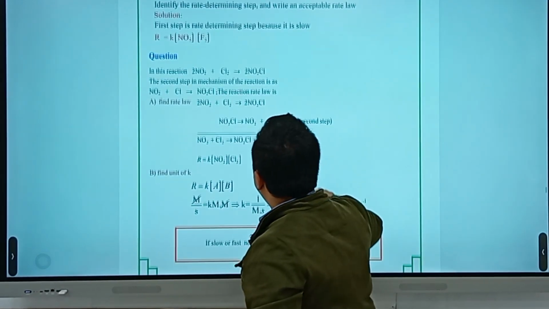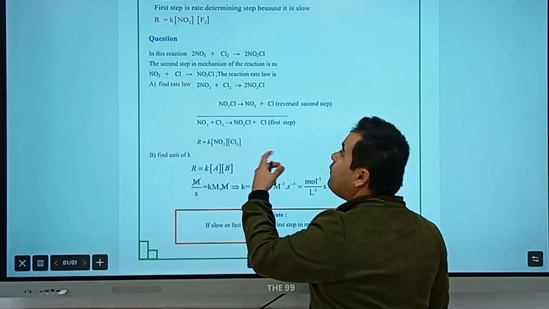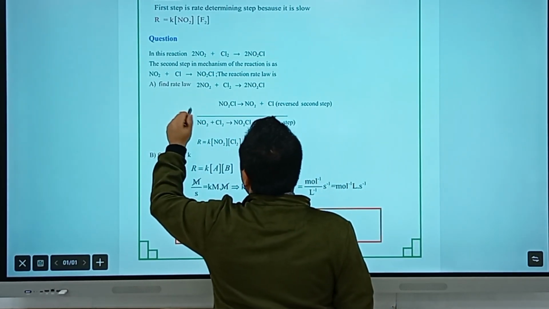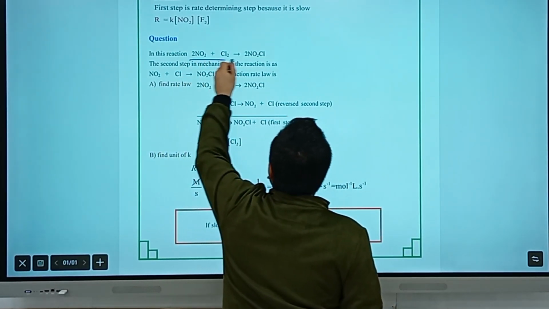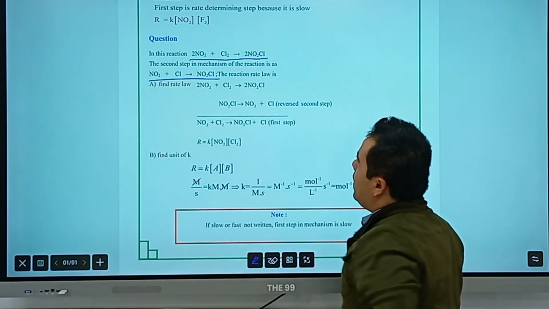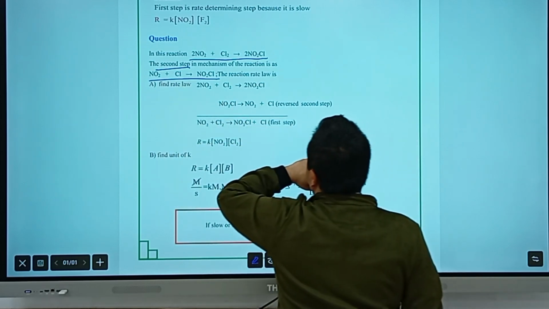Another question, guys. Here we have another question: if the step is not given, how do we calculate the step? We have talked about this previously. This is the main equation, and this is the second step. The second step is given here. How do we find the first step, guys?